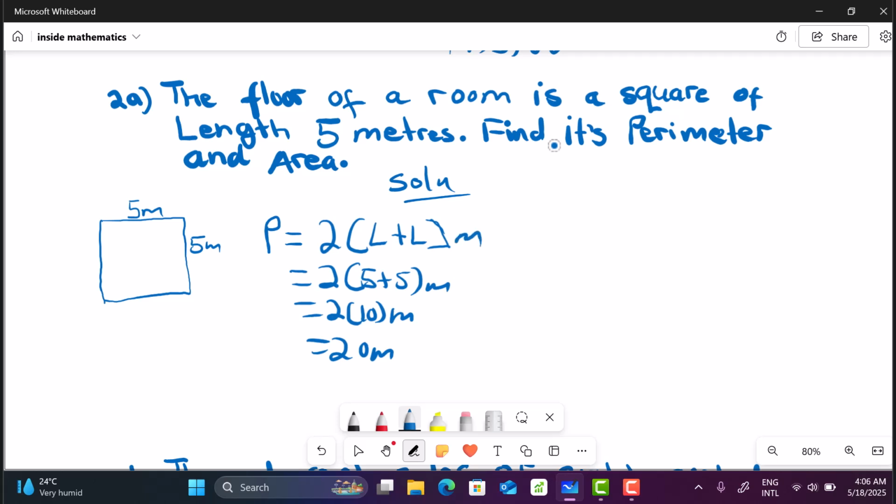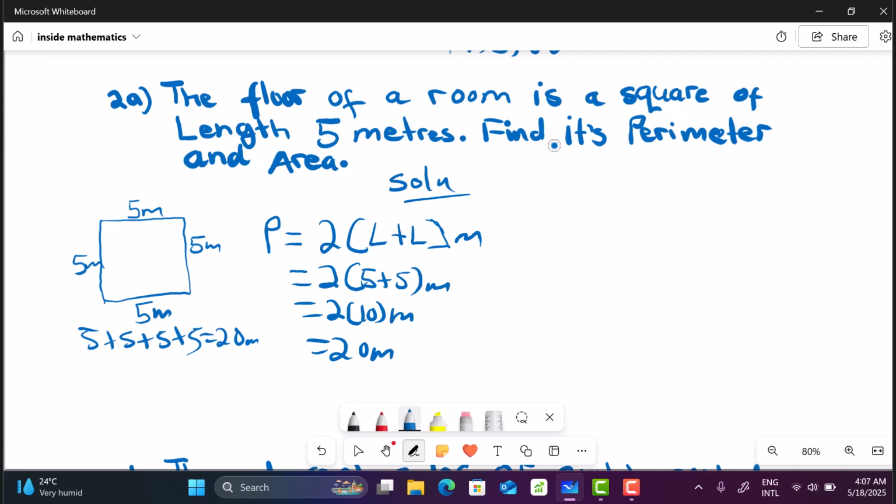Here we are just saying 5 because perimeter is the distance around the shape. So here it's 5 meters. You can just add 5 plus 5 plus 5 plus 5, then you get 20 meters. Perimeter is the distance around the shape.